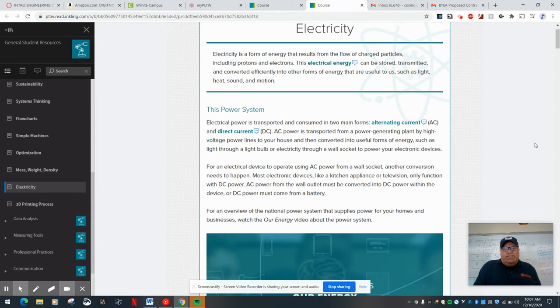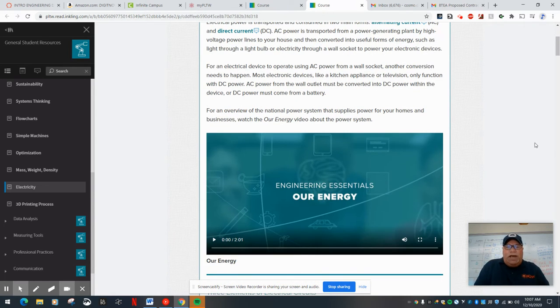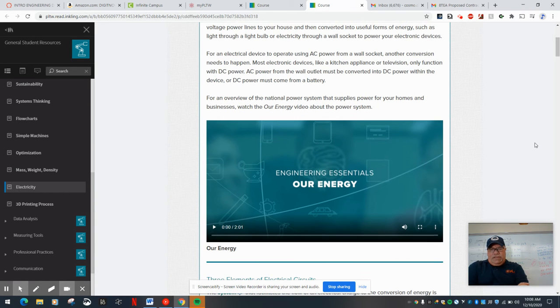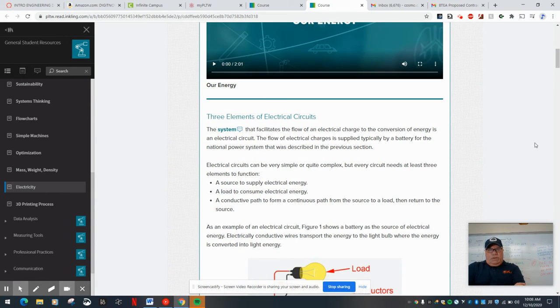For an electronic device to operate from AC power from a wall socket, another conversion needs to happen. Most electronic devices like a kitchen appliance or television only function with DC power. AC power from the wall outlet must be converted into DC power within the device, or DC power must come from a battery. For an overview of the national power system that supplies power for your homes and business, watch our energy video about the power system. We'll do that later.